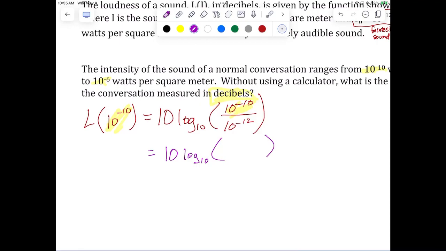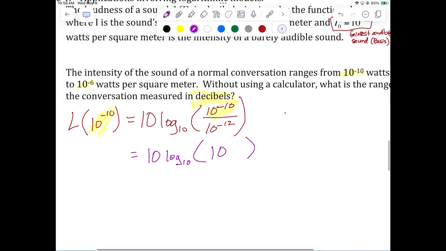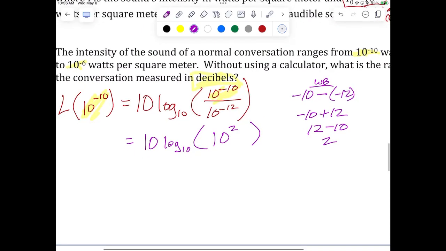10 log base 10. Let's simplify inside the parentheses. When we're dividing and the bases are the same, what do we do with the exponent? We subtract. What's negative 10 minus negative 12? Careful. Negative 10 minus negative 12 is really, here's my workbench off to the side, negative 10 plus 12, which is 12 minus 10, which is 2.